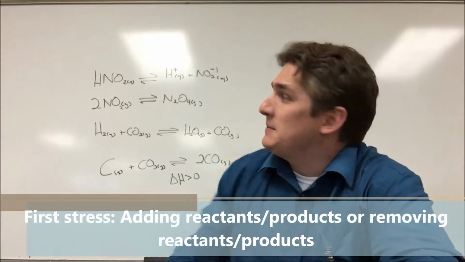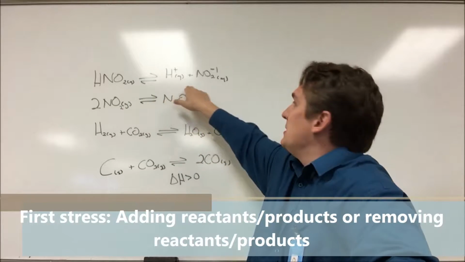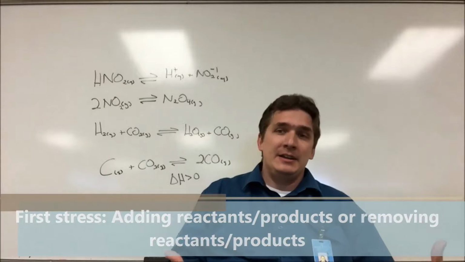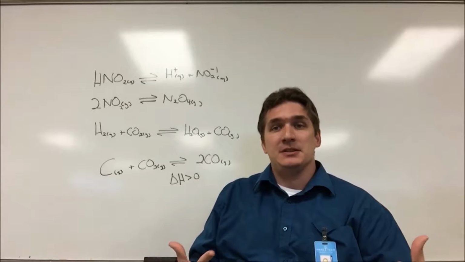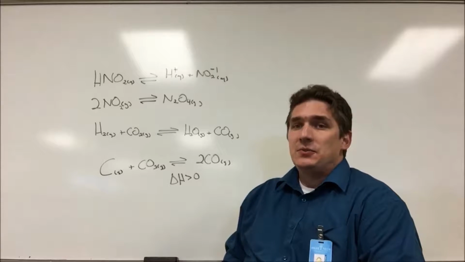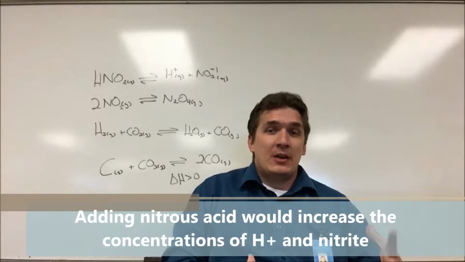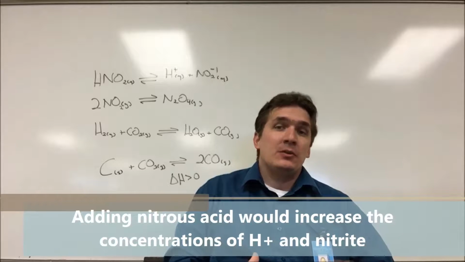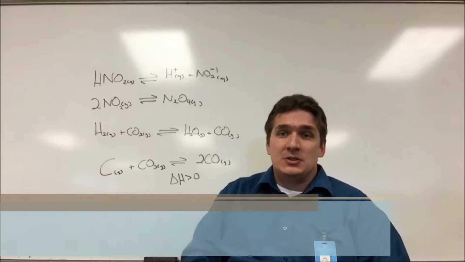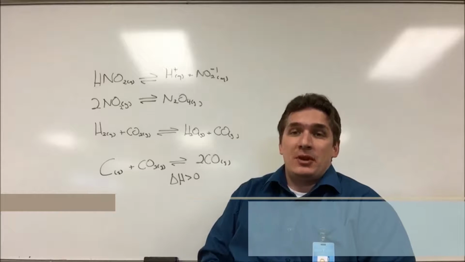If we look at our first reaction, nitrous acid, HNO2, dissociates to give us H+ and NO2−. If this is run to equilibrium, we have the ideal concentrations of HNO2, H+, and NO2−. So if we were to add more HNO2 to solution, we've got way too much HNO2. Basically, we don't have enough products, and so the forward reaction is going to become favorable.